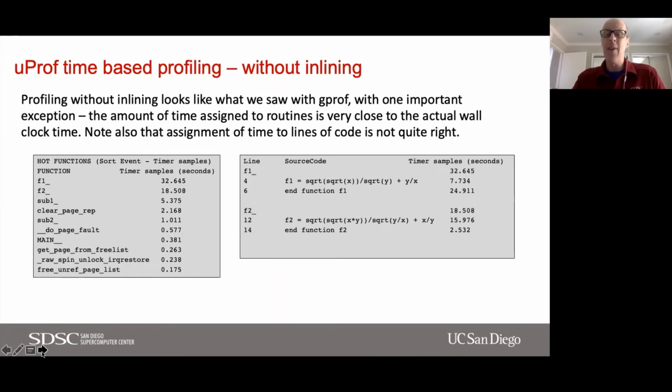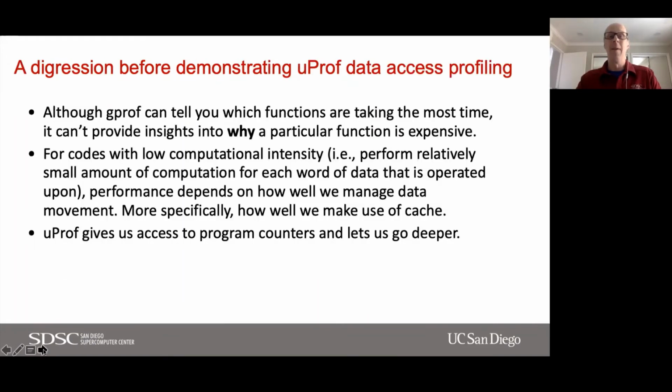If we look at F2, it seems to have gotten that one right. Most of the time is being spent in the line that is actually doing the work, and then a little bit in the end function call. So again, the takeaway here is, don't quite believe the results for the assignment of usage to particular lines of code.